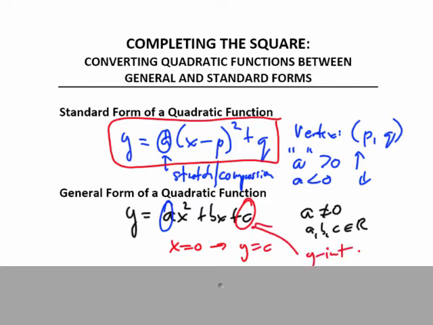So the general form, like I say, we can tell the direction of opening, up or down. We can tell the y-intercept, but we can't find the important thing, which is the vertex, which really helps us position the graph and graph it accurately. So what we want to learn today is how to transfer between these two forms of the equation.